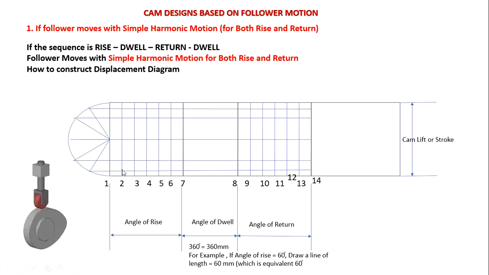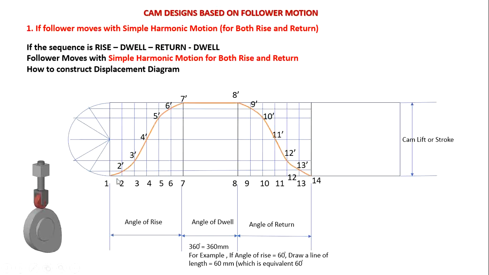Now the first intersection point is here. We mark these points as 2 dash, 3 dash, 4 dash, 5 dash, 6 dash, 7 dash. Similarly, the topmost point is 8 dash, and then it is returning. This part comprises the rise, this the dwell and this the return. So rise, dwell, return: this is the motion sequence of the follower.